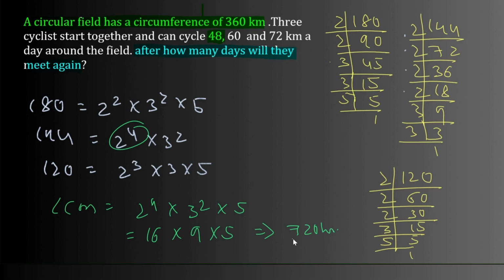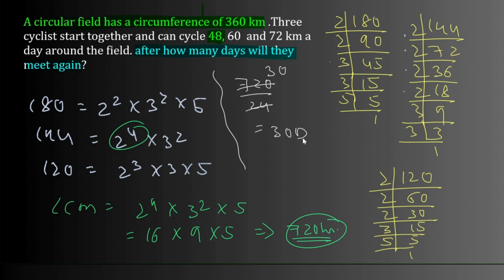So we can write this as 720 hours, or we may divide it by 24 to get the answer in days. Let me check it. 720 divided by 24 is 30. Yes, so the final answer will be 30 days. We have to find out after how many days, so the number of days here is 30 in this case.